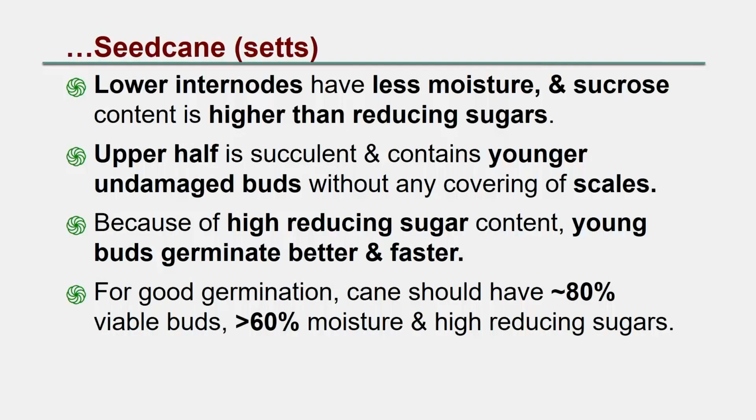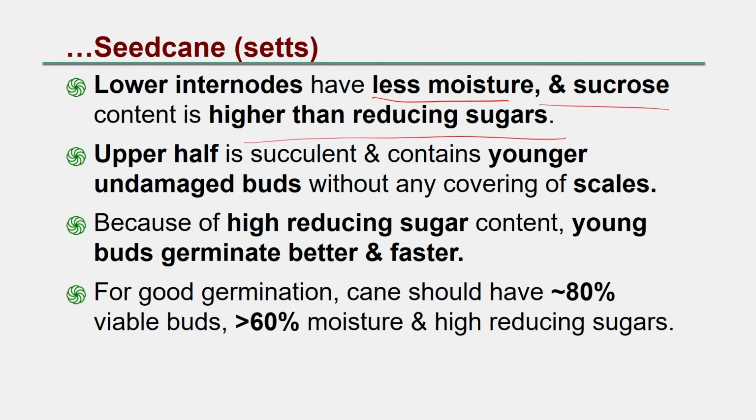and it also contains reducing sugars like glucose in higher proportion than sucrose. So, therefore, the germination is also fast due to receipt of quick energy from the glucose. The lower internodes have less moisture and the sucrose content is higher than reducing sugars. Means here the sucrose is more than glucose.